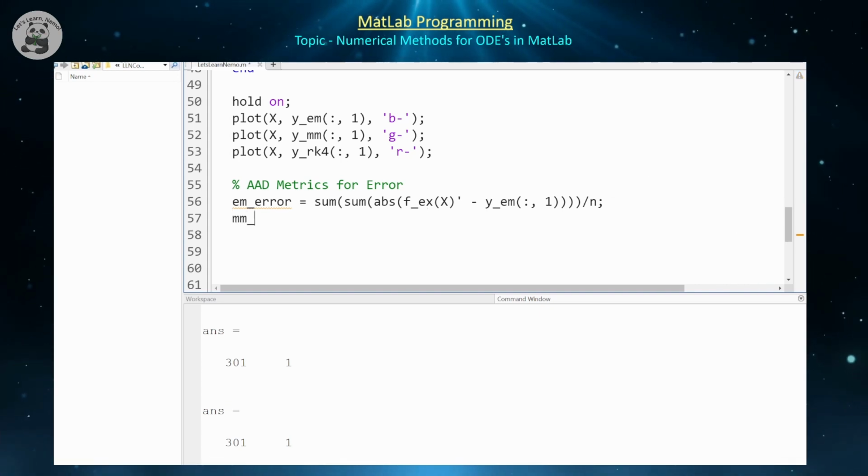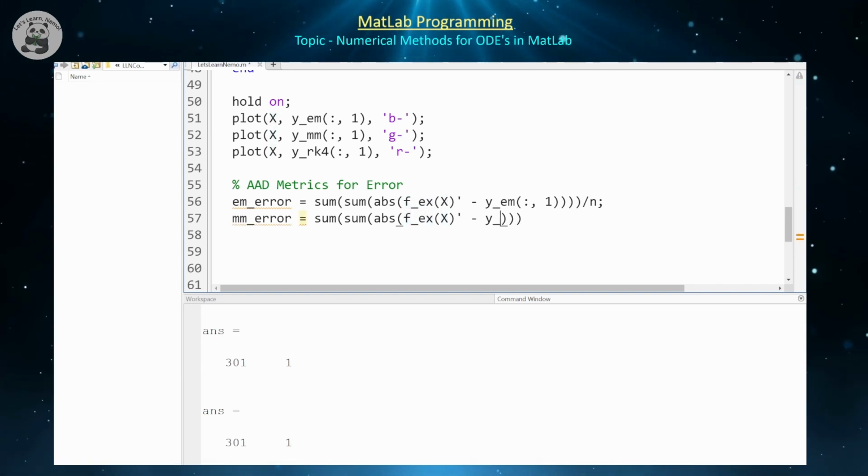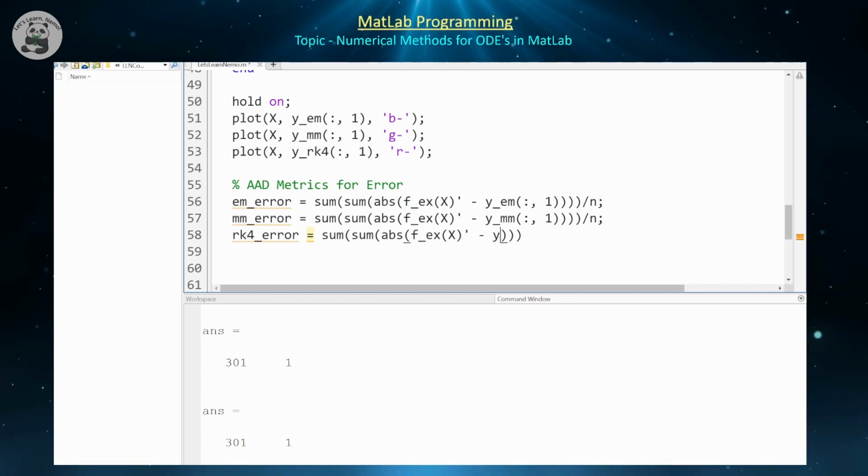So next we're going to have MM error, so the midpoint method error. This is going to be, again, the sum of the absolute value of our exact solution transpose minus YMM, and then that, still same amount of points. And then we're going to have the RK4 error, again, sum, absolute value, exact solution transpose minus Y, RK4. All rows first, and then divide by n to normalize. So those are going to be our metrics.